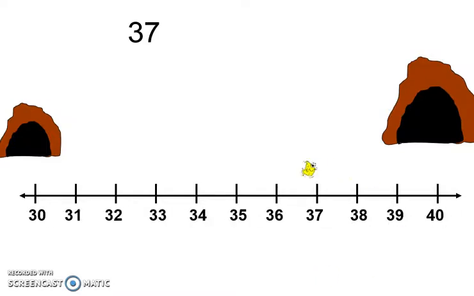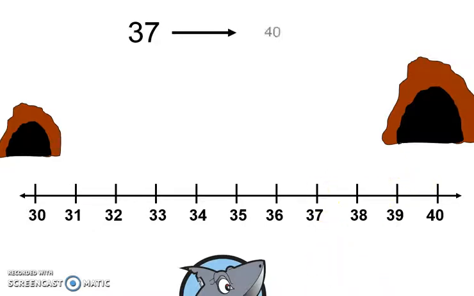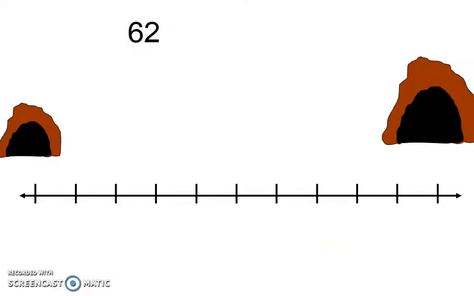I put my fish swimming at 37. And so his choice is he can go to the cave over here at 30 or the cave over here at 40, whichever is closer, because sometimes you have sharks who appear. So 37 is much closer to 40. He's only having to go 3 numbers. Let's try another one real fast. So you can see here's the symbol to say 37 rounds to 40.